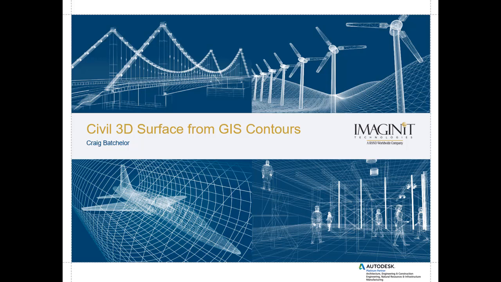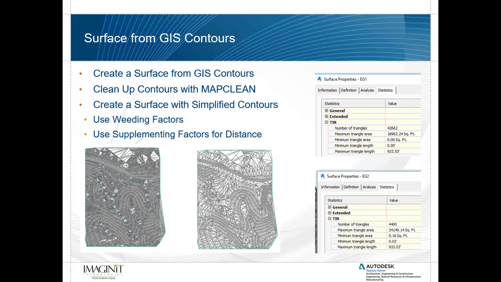Craig Batchelor here, Imaginic Technologies, and today's tech tip is how to create a surface from GIS contours. In this session, we will look at a conventional way of making contours using the contours in a surface, and also how to simplify those contours to make a surface approximately a tenth of the size.